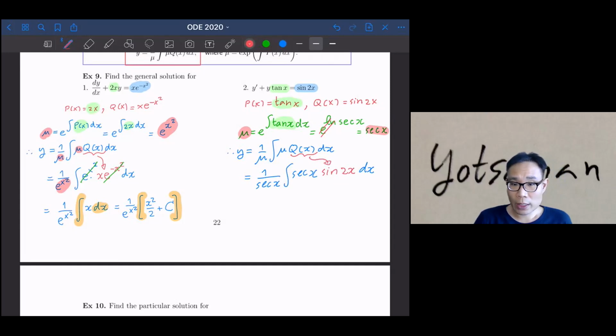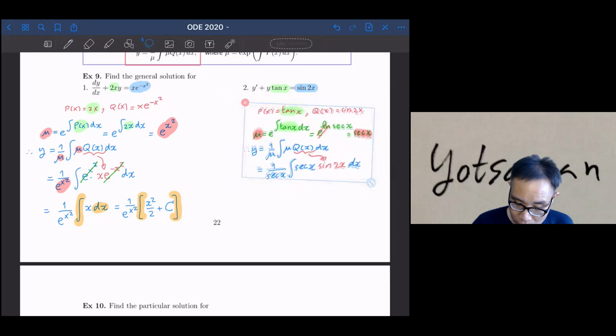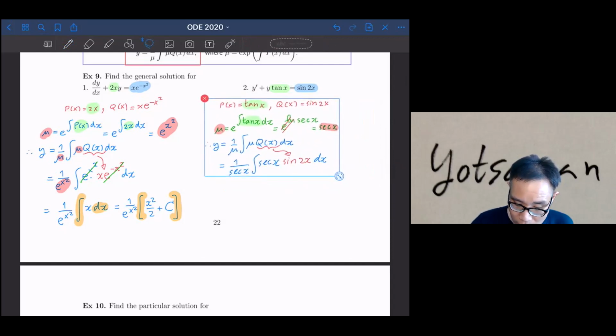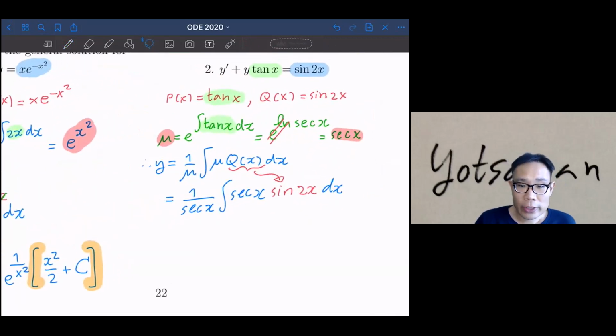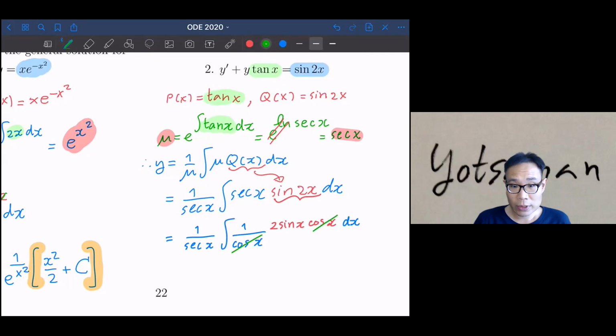And you're going to have to compute this integral. How could we compute this integral? We're going to do it by simplifying. So you see that we need to evaluate sec times sine 2x. This will be 1 over sec x, integrate sec x, which is 1 over cos x, and you have sine 2x. Sine 2x will be 2 sine cos, and the cos and cos cancel.